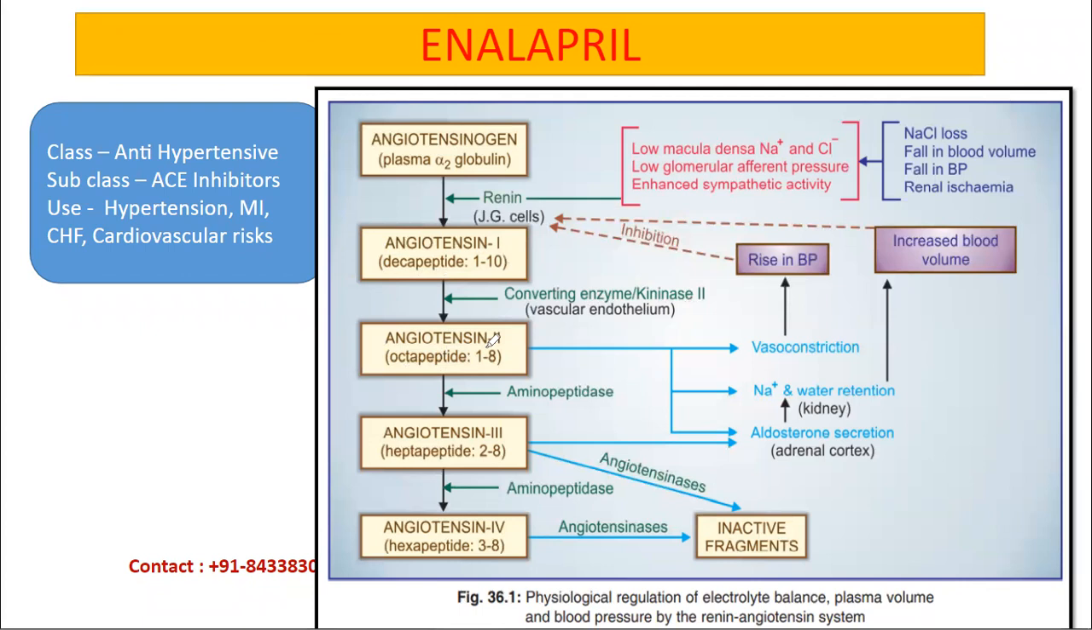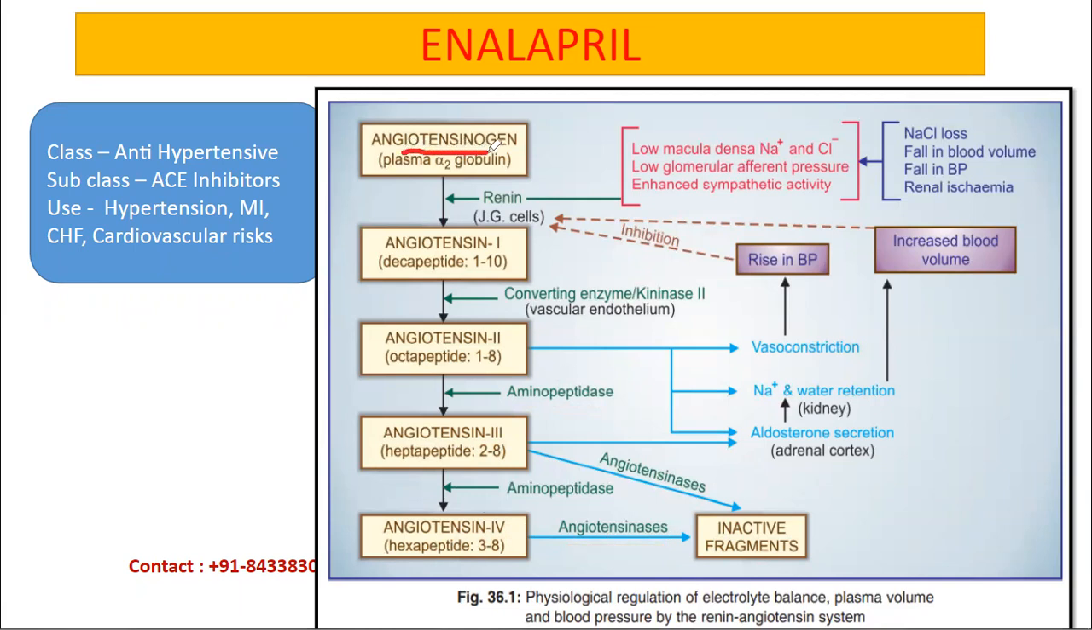Then this angiotensin 2, in the presence of aminopeptidase, gets converted first into angiotensin 3, which is a heptapeptide, and then into angiotensin 4, which is a hexapeptide. And then finally, angiotensin 3 and angiotensin 4 get converted into inactive fragments in the presence of non-specific peptidases, which are known as angiotensinase.